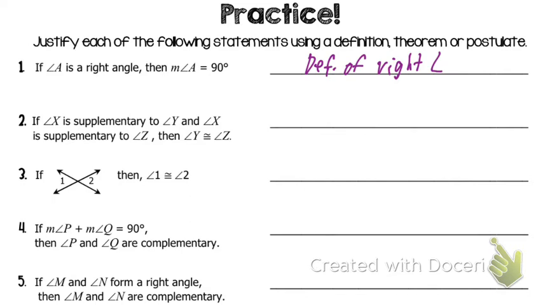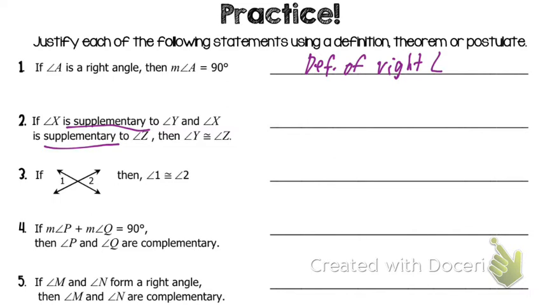Number 2. If angle X is supplementary to angle Y, and angle X is supplementary to angle Z, then angle Y is congruent to angle Z. Well, we're seeing a word a lot here, aren't we? What word are we seeing a lot here, guys? This could be a hint for us. Supplementary. How many times do we see it? Twice. Supplement theorem means if two angles are supplementary, they form a linear pair.